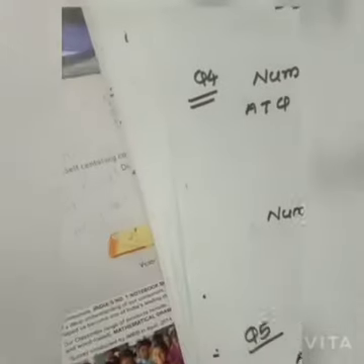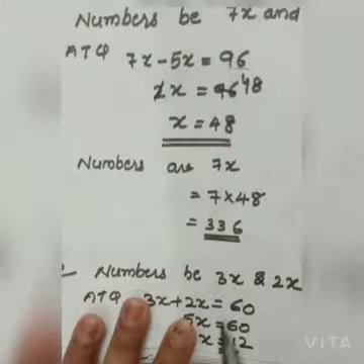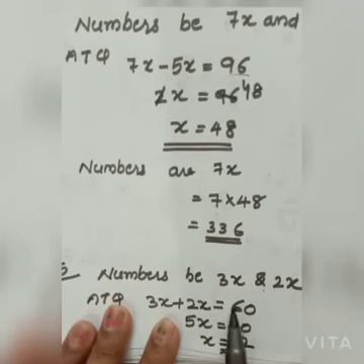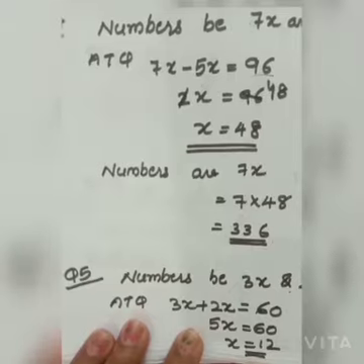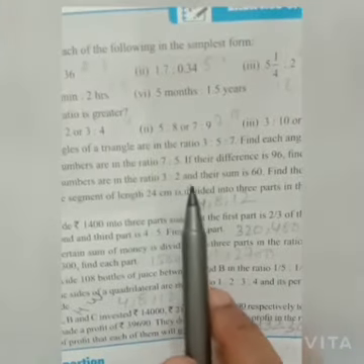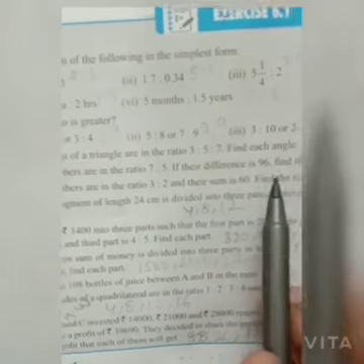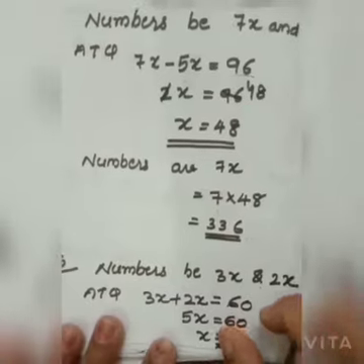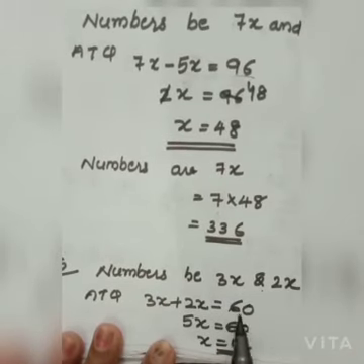Next question. Numbers are in the ratio 3:2. When adding these numbers, you will get 60. That is question number 5. Two numbers are in the ratio 3:2 and their sum is 60. Find the numbers. According to the question, 3x plus 2x equal to 60.